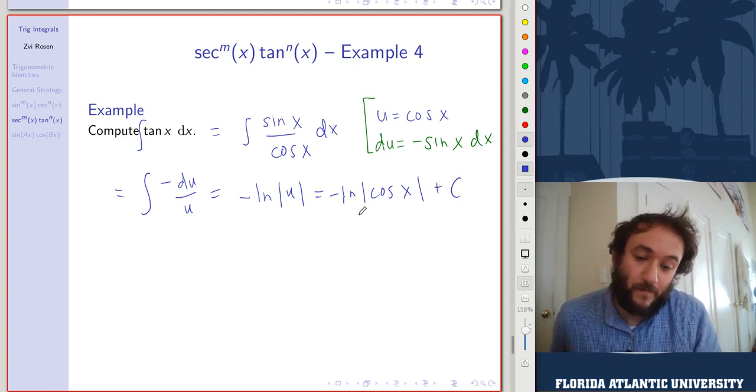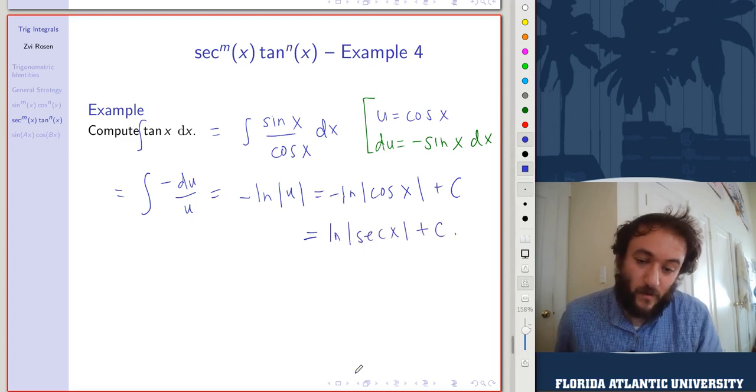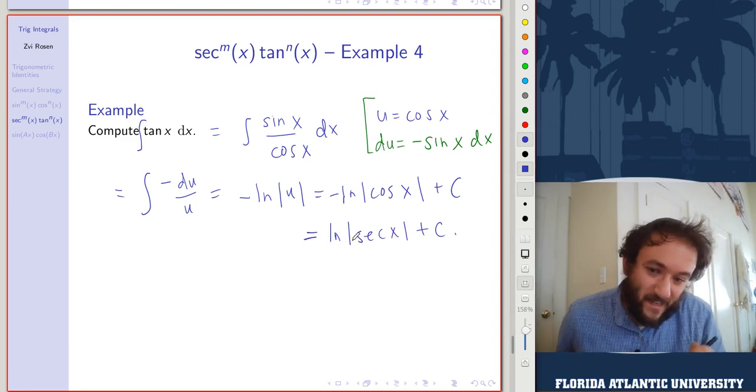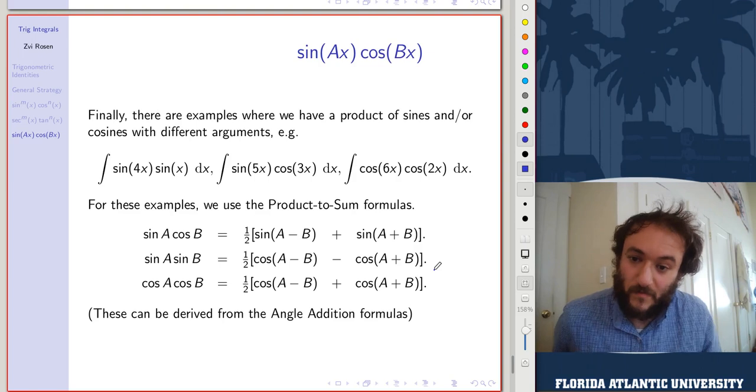If you prefer not to have the minus sign here, you can use the log identities to get that this is actually equal to ln of the absolute value of secant x plus c. And then you have the secant x making an appearance, which we always like to see together with the tangent. This is another atypical case of integrating secants and tangents.